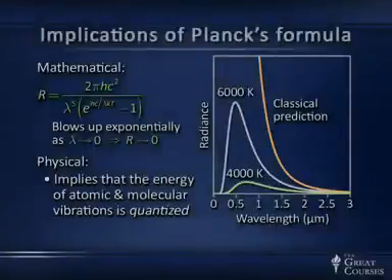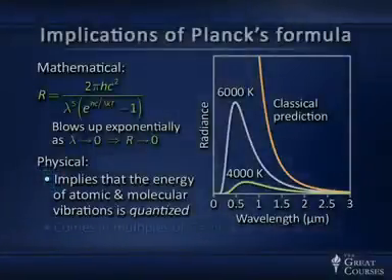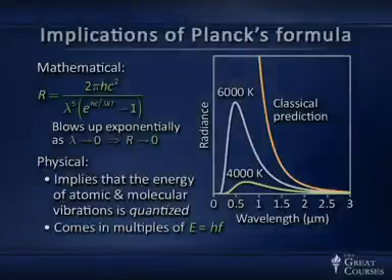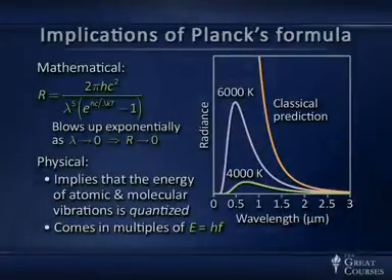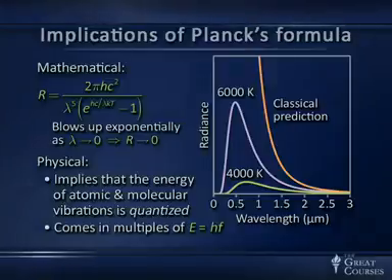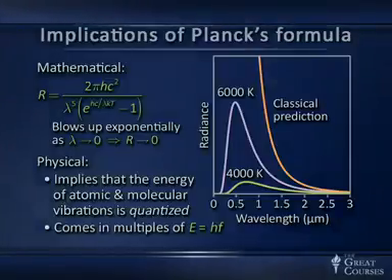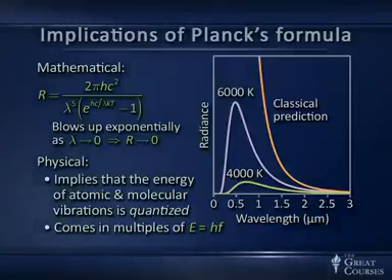The implication of Planck's constant is that the energy of those vibrations is quantized, and it comes in multiples of a certain fundamental amount, and that fundamental amount turns out to be Planck's constant times the frequency of the vibrations in question. I'll say a little bit more about that in just a moment, but let me simply point out how this solves the ultraviolet catastrophe for us.